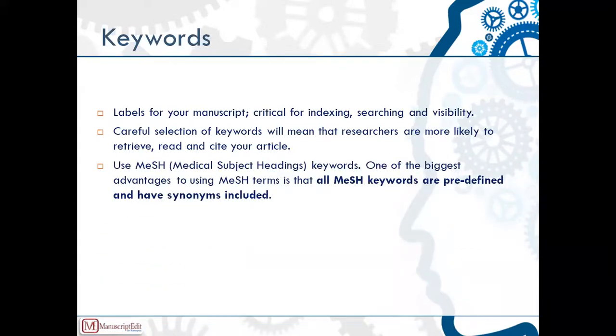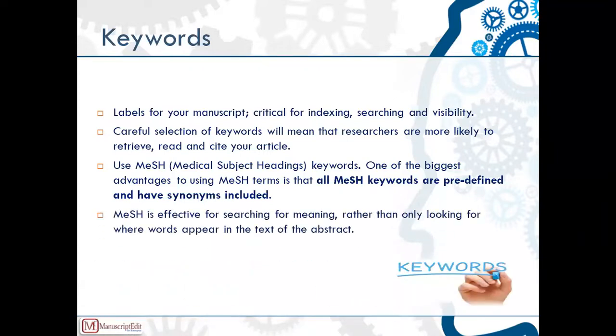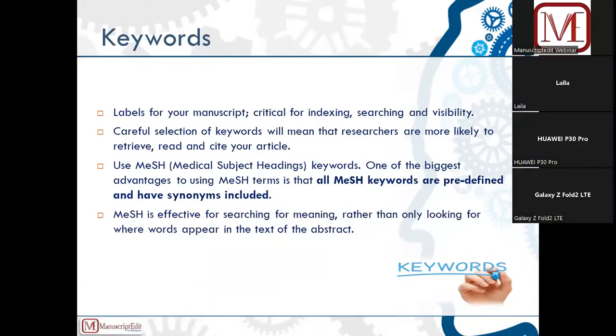Now, it is suggested to use MeSH keywords, that is Medical Subject Headings, because one of the biggest advantages of using MeSH keywords is that all MeSH keywords are predefined and have synonyms included. It is effective for searching rather than only looking for where words appear in the text of the abstract.